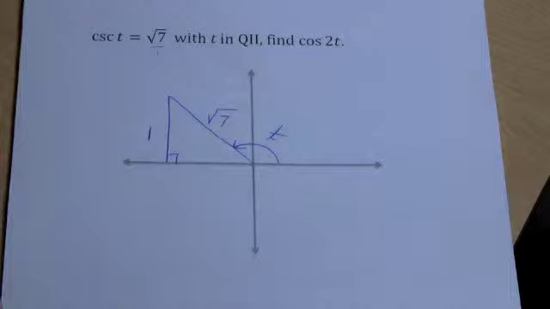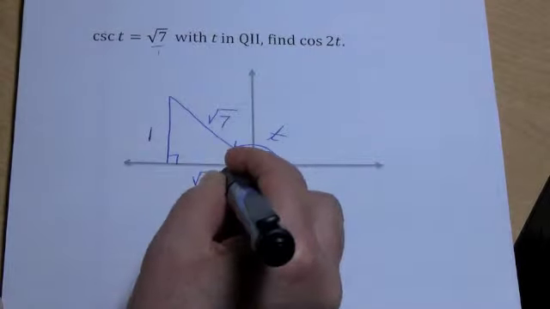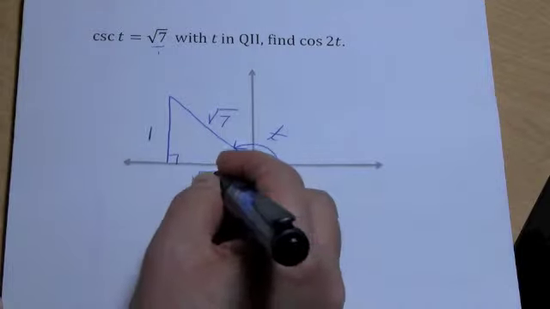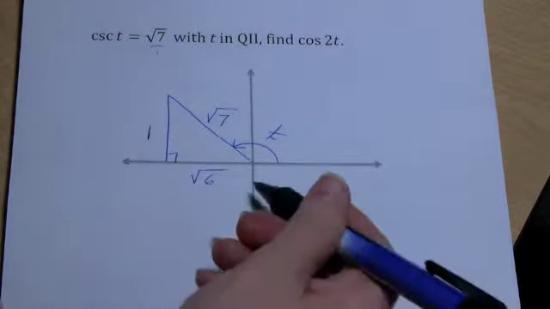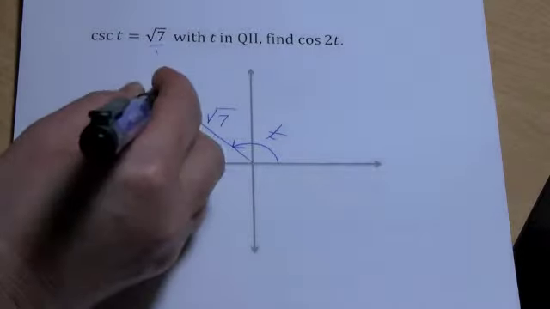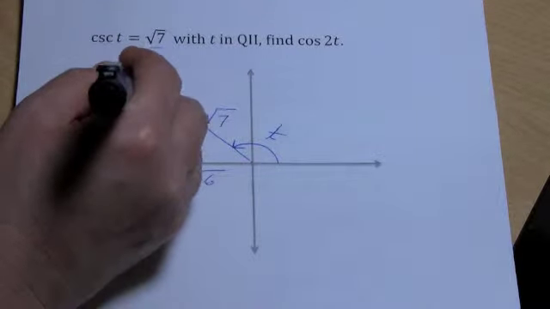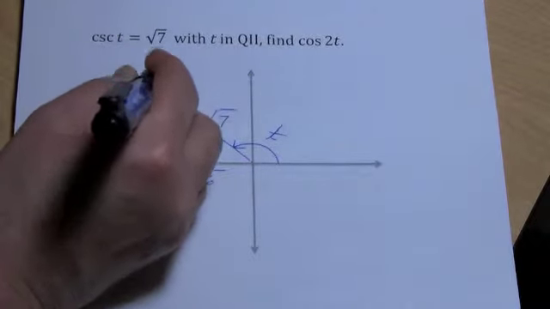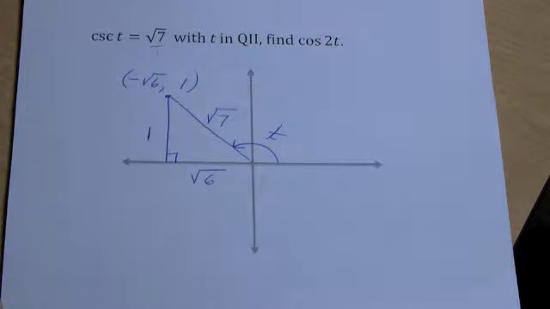And using the Pythagorean theorem, then we can determine that the length of our adjacent side is square root of 6. Now that square root of 6, we are going to the left a distance of square root of 6, so our point up here would be negative square root 6, 1.